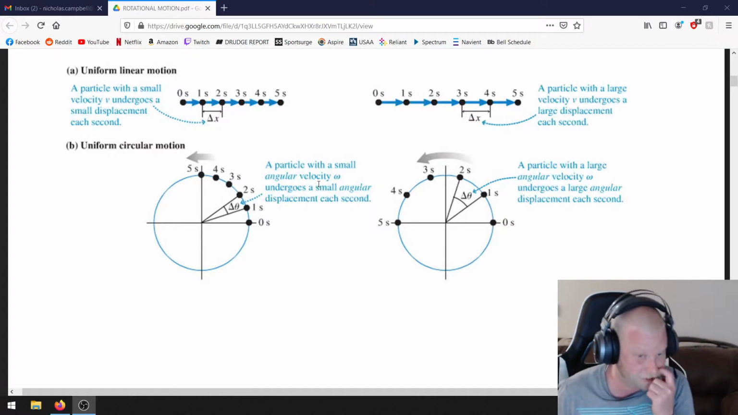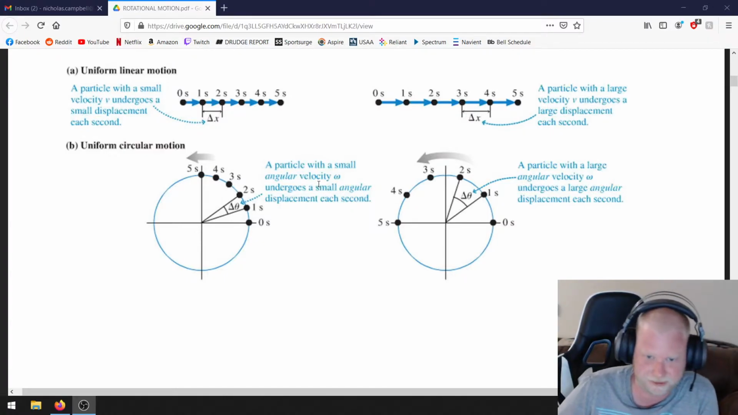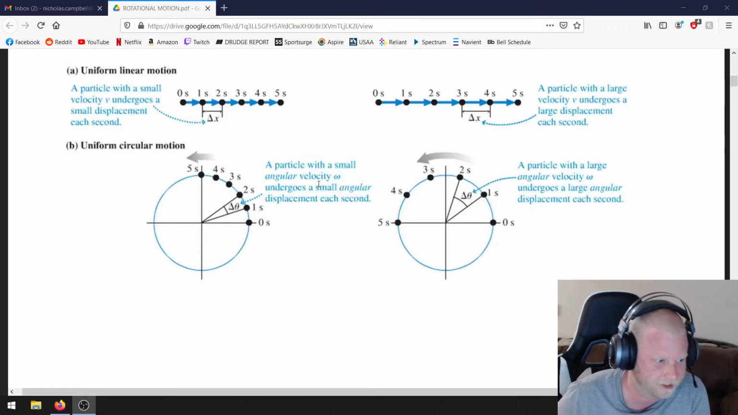And again, notice the units there for your angular velocity. It is radians per second, just like in linear velocity, you're dealing with meters per second.